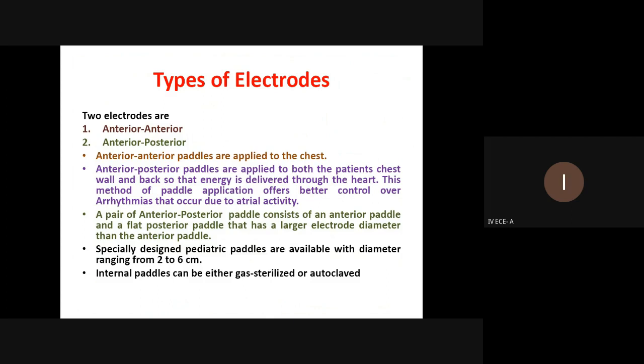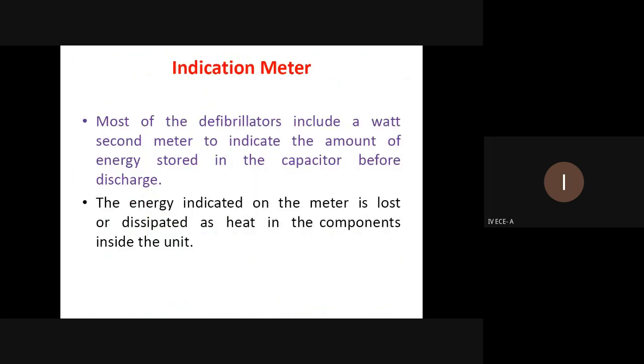Specially designed pediatric paddles are available with a diameter ranging from 2 to 6 centimeters. Internal paddles can be either gas sterilized or autoclaved.